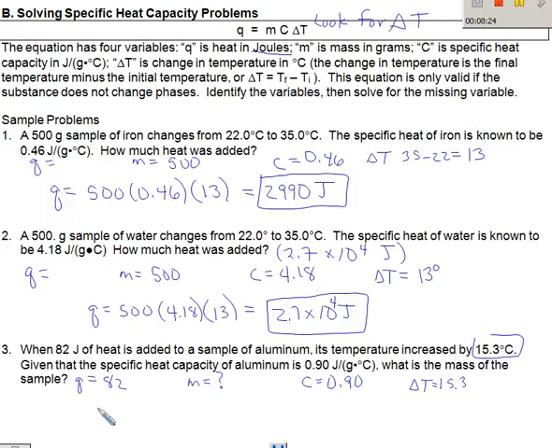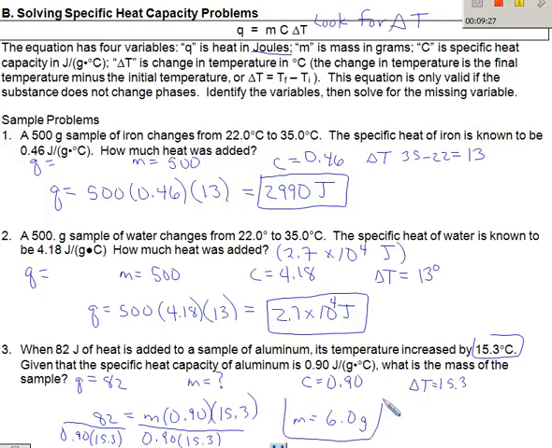So at this point, we're going to plug the whole thing in. So we're going to have 82 equals mass times 0.90 times 15.3. We need to isolate mass, and we can do that by dividing both sides by 0.90 by 15.3. So let's go ahead and do that. 0.90, 15.3. And our final answer ends up being that M equals 6.0 grams. Don't forget to put your units. Without your units, the answer is completely meaningless.